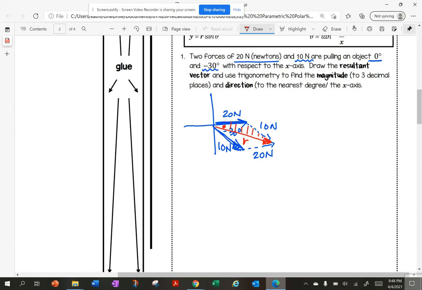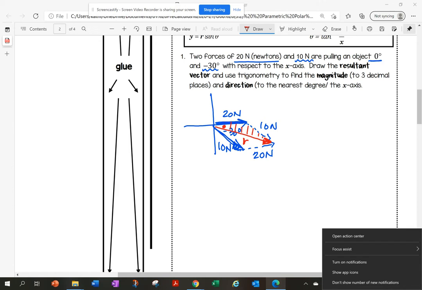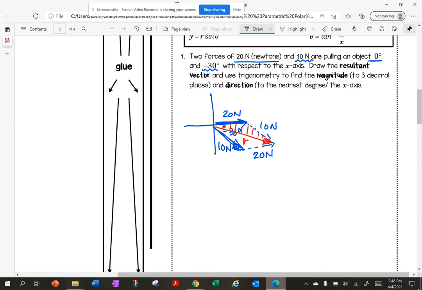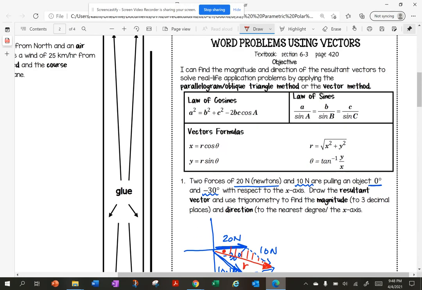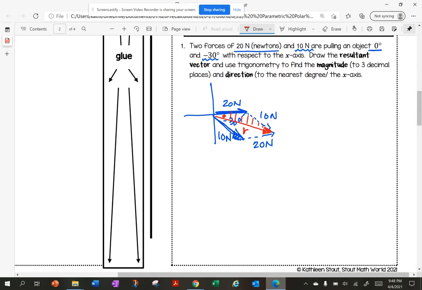With the oblique triangle, I need to solve for the resultant, so that would be the third side. So I'm going to use the law of cosines. To find a side, I take the other two sides squared minus 2 times each side and the cosine of the included angle, which is the angle between the two sides that I have. So the included angle in this scenario is here.